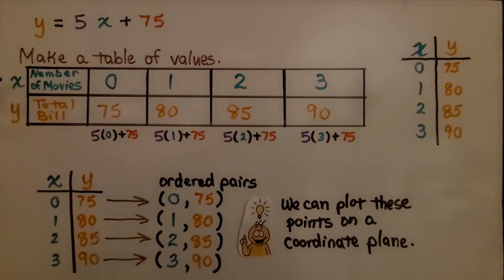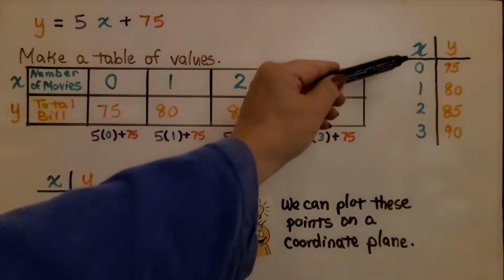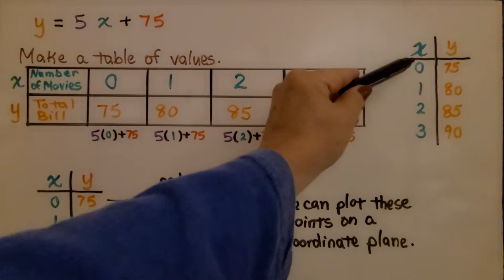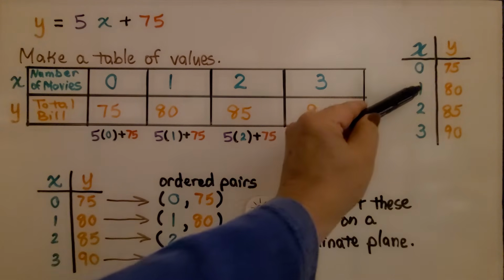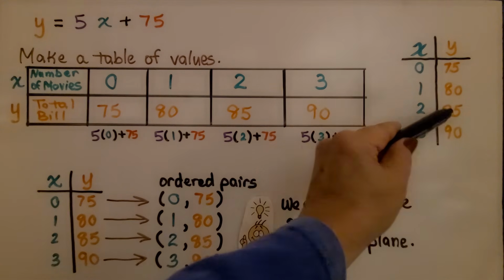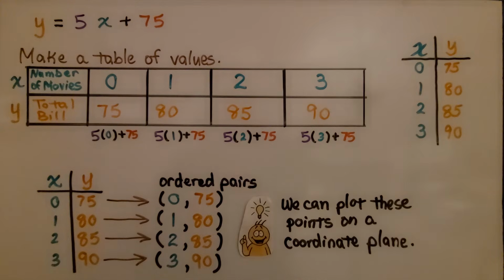Now notice, these are our x values and these are our y values. We can make a vertical table. If he rents 0 movies, he pays $75. 1 movie, that's $80. 2 movies, it's $85. 3 movies, it's $90. And these x and y values on our vertical table of values are ordered pairs: (0, 75), (1, 80), (2, 85), (3, 90). And we can plot these points on a coordinate plane.